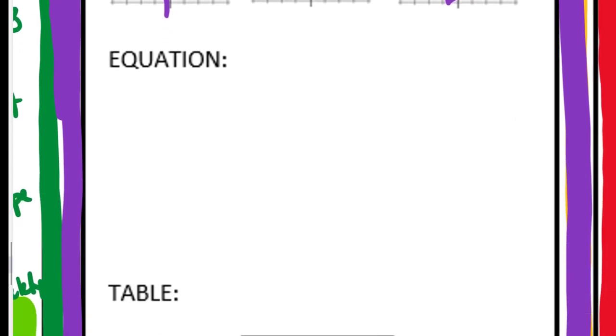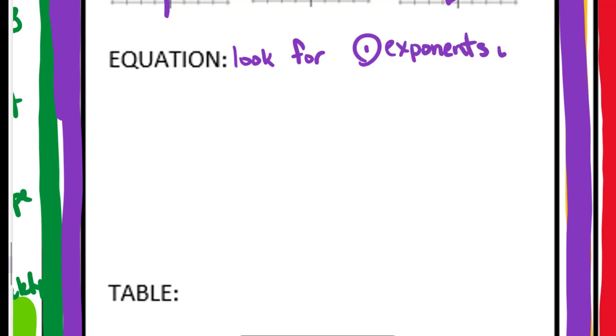Now, again, when it comes to equations, there's all kinds of potential possibilities here. So there's a couple of things that we need to watch out for. One is exponents on your variables. If it's on a constant number, that doesn't matter. We can evaluate that. But if the exponent is on a variable, then that's going to make it a nonlinear graph, nonlinear function.